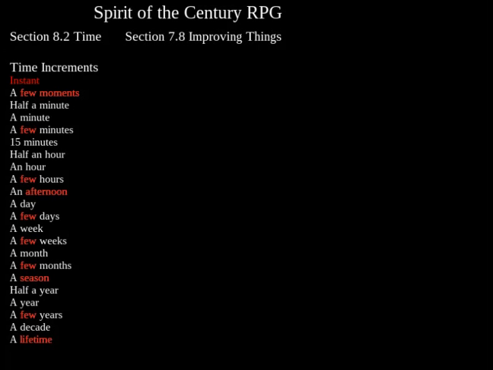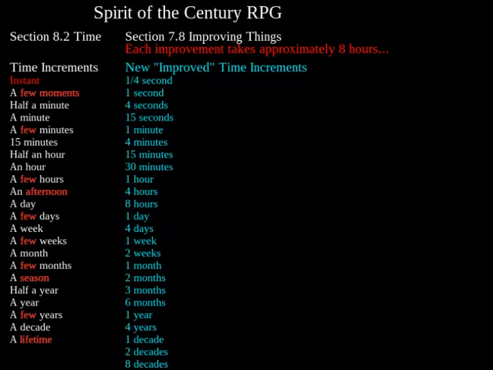Also, if you look in section 7.8, improving things, you see each improvement takes approximately 8 hours. There is nothing in the time increments chart that matches that length of time. An afternoon is too short, and unless you think that these pulp action heroes work a 9-to-5 day, a day doesn't match either. Here's my new improved, and by improved I mean that I like it better, time increments chart.